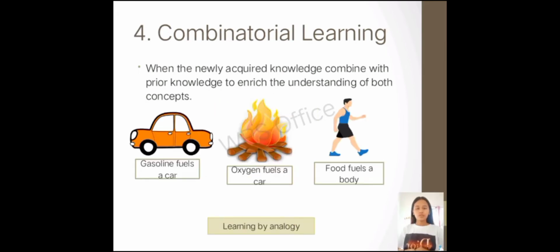The fourth is combinatorial learning, which is when newly acquired knowledge is combined with prior knowledge to enrich the understanding of both concepts. So for example, to teach someone about how you must get energized throughout the day, suppose he or she acquired the knowledge that because of gasoline, the car is able to move and oxygen fuels a car. Using this previously acquired knowledge, you can relate that to his or her new knowledge. This is because their concepts are both related to each other, and you could think of this as learning by analogy.